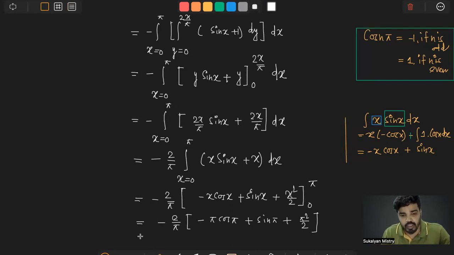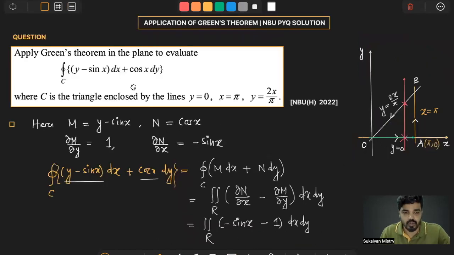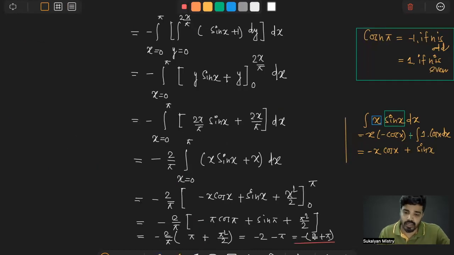So ultimately what we get is minus 2 by pi, cos pi is -1, so that is simply pi. Sin pi is 0, pi plus pi square by 2. If you multiply this, you get minus 2 minus pi, 2 by pi into pi square by 2. The 2s cancel, so that is pi. Taking the minus sign common, we get minus 2 plus pi. So this is the answer. The value of this integral over the triangle enclosed by the lines is minus 2 plus pi.